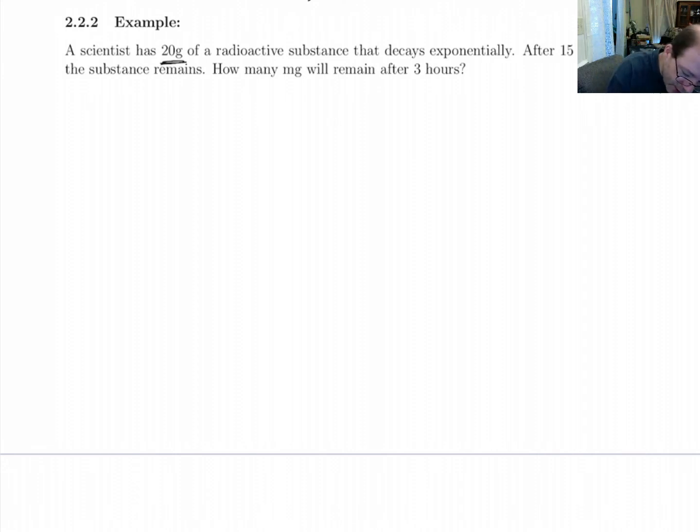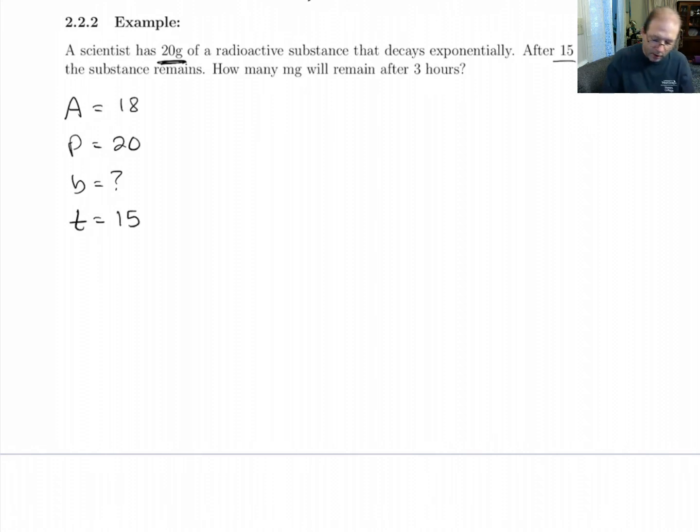The scientist has 20 grams, and after 15 minutes, 18 grams are remaining. So if we do A, P, B, and T, first up we have to find B. We know that we started with 20 and wound up with 18. That was after 15 minutes. As long as we keep the units the same, it doesn't matter if we use minutes or hours or years or whatever. So let's solve this for B.